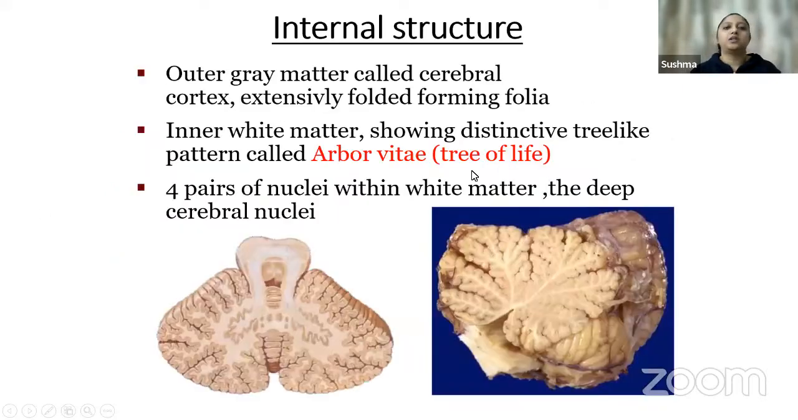Now, what is the internal structure? Let's say I'm taking a cut section of cerebellum, how it looks. I have the outer gray matter, inner white matter, right? This inner white matter, as you can see, is in the form of a distinctive tree-like pattern called arbor vitae or tree of life. This white matter actually has the deep cerebellar nuclei, the globose nucleus, emboliform nucleus, all of these four pairs of different nuclei that you study in physiology is actually present in the inner white matter. In the white matter, I actually have four pairs of nuclei.